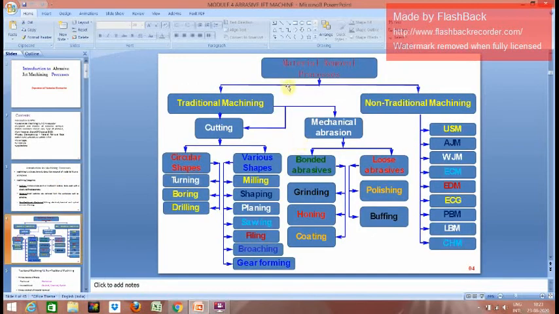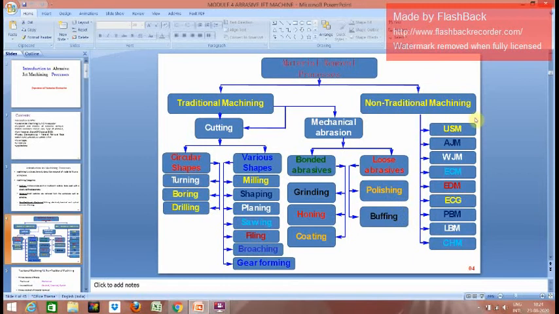Here, the material removal process is divided into two: traditional machining and non-traditional machining. In traditional machining, we have the classification of cutting. Cutting is again divided into circular shapes, like turning, boring, drilling, and various shapes: milling, shaping, planing, sawing, filing, broaching, gear forming. The mechanical abrasion process is also included under traditional machining: bonded abrasives such as grinding, honing, coating, then loose abrasives, polishing and buffing.